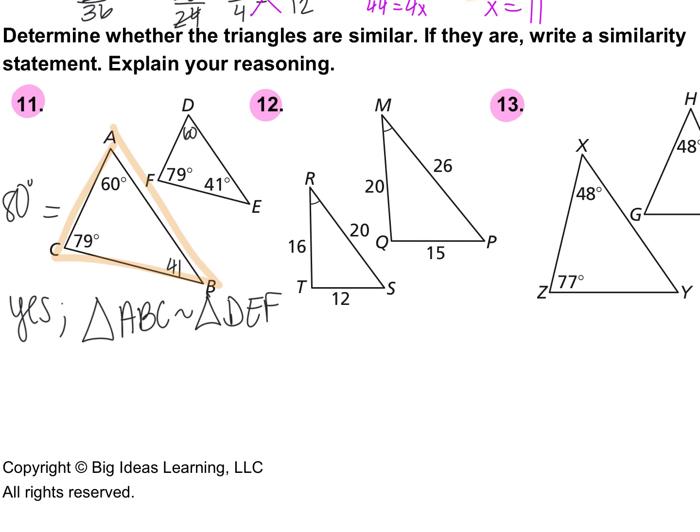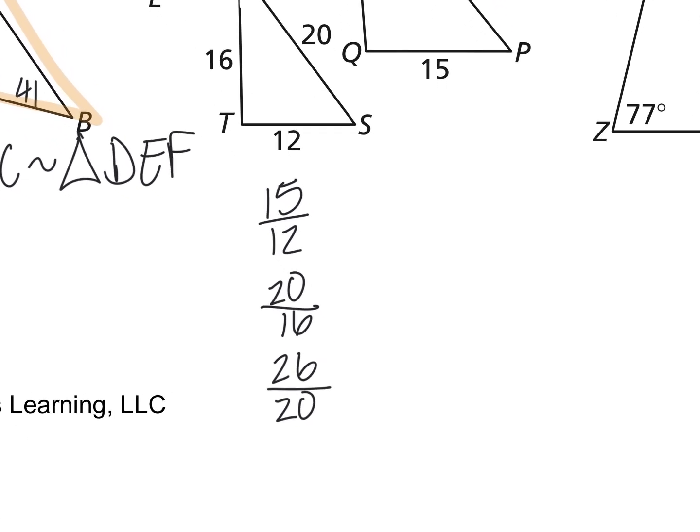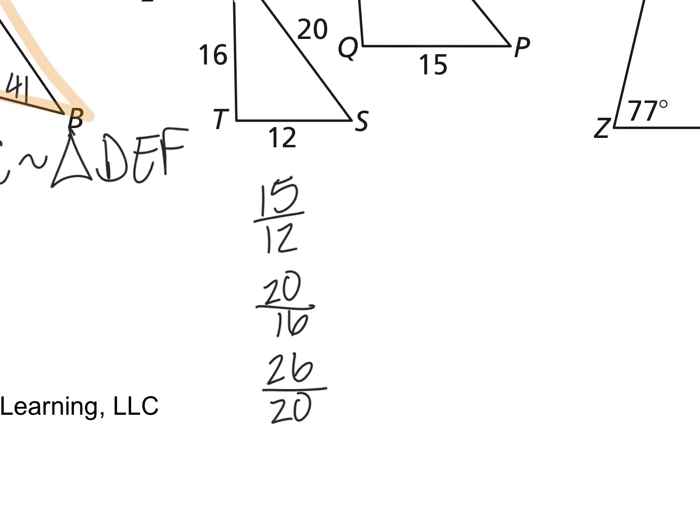All right, looking at number 12. How can I do this? You will get a question on your test where you're not given this little angle congruency. How am I solving this without it? Match the sides. Look at your sides. Take your 2 smallest, 15 over 12, then your 2 medium measures, 20 over 16, and then your last one, 26 over 20. All you have to do now is take these ratios and simplify them.